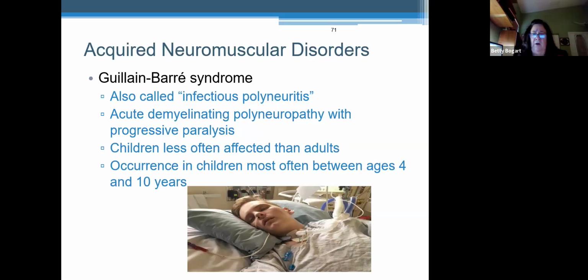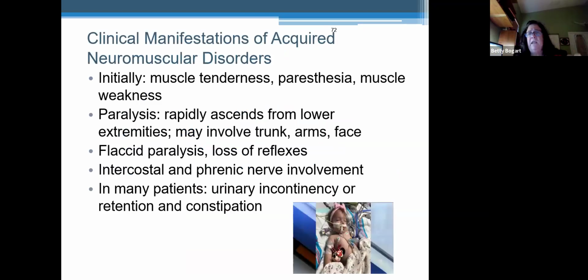This syndrome is usually in kids 4 to 10, and it starts out from the feet and then works up to the lungs. The nerves stop working. Okay. And the symptoms are ascending, which means feet working up to the diaphragm. The diaphragm stops working and they stop breathing.